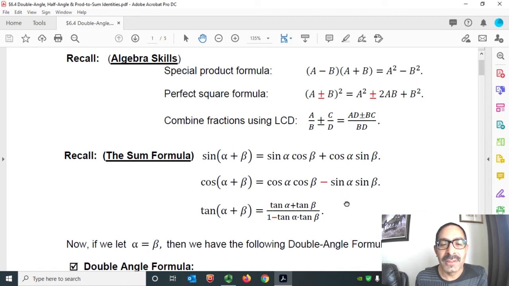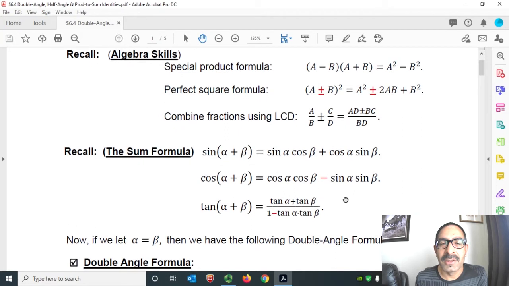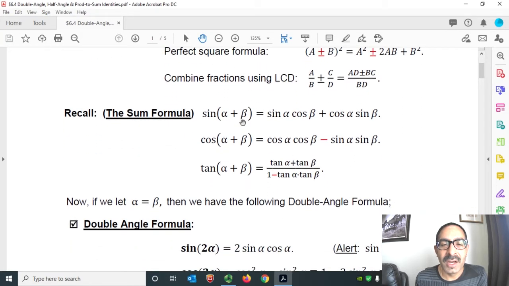Another quick recall: the sum formula that we covered in our previous class. Sine alpha plus beta turns out to be sine alpha cosine beta plus cosine alpha sine beta. Here the plus sign remains as it is, only sine and cosine alternate. Now in the second formula, cosine of alpha plus beta turns out to be cosine alpha cosine beta, then minus sine alpha sine beta.